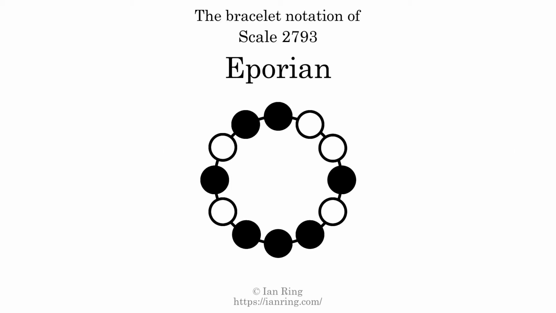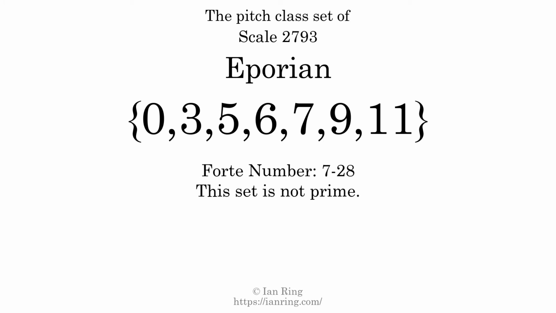This is a bracelet notation diagram of scale 2793. The shaded circles represent tones that appear in the scale, and they are read clockwise, starting at the top. The pitch class set for this scale is 0, 3, 5, 6, 7, 9, 11. The forte class is 7-28. This set is not prime.